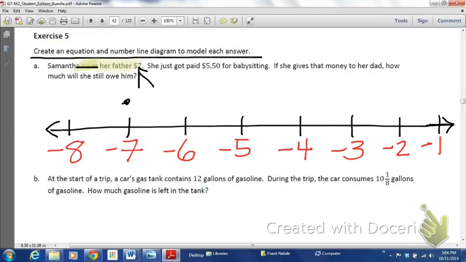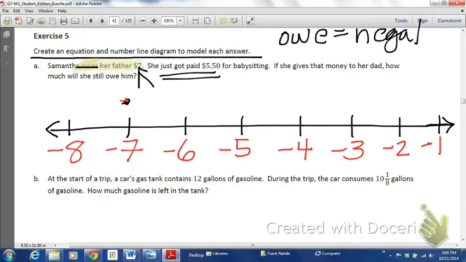She's sitting here at -7. Okay, right there. Now I'll get the black marker back. -7, but she got paid, and when you get paid, that's a positive thing. So you owe, that equals negative.